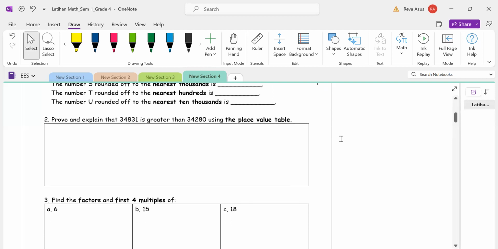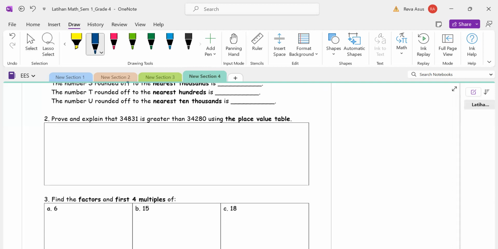Number 2. Prove and explain that 34,831 is greater than 34,280 using the place value table. We need to draw the place value table first, starting from the 10,000s, because it goes ones, tens, hundreds, thousands, 10,000s. So we write here 10,000s, thousands, and in here hundreds, tens, after that ones.